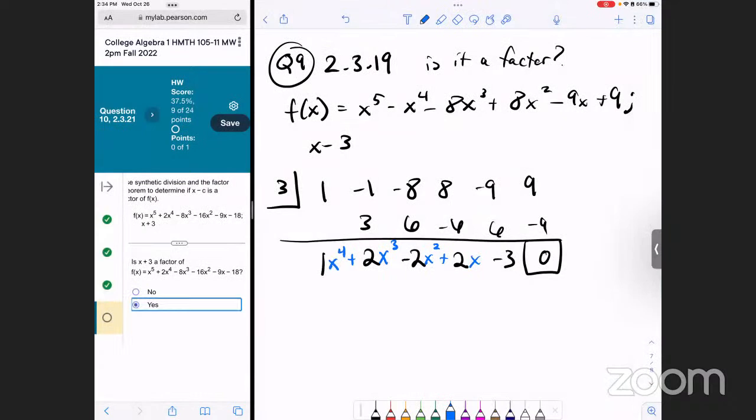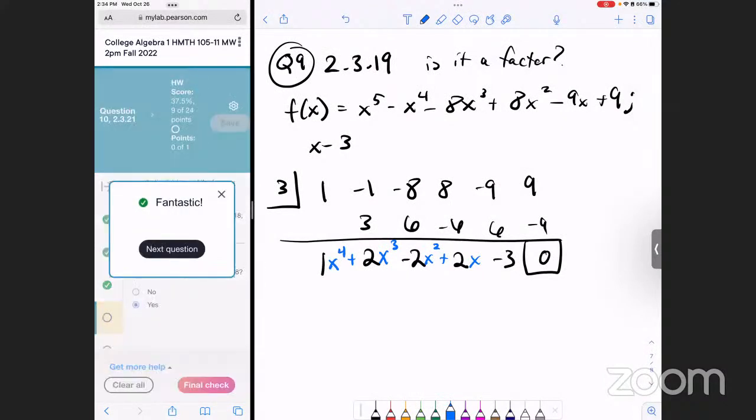So then is it a factor? We're going to say yes. Okay.